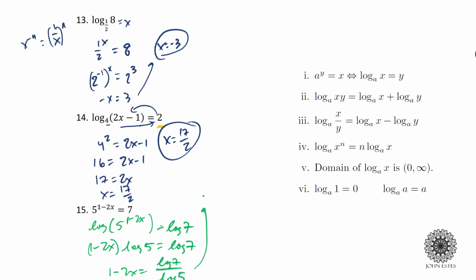So then I can say that negative 2x equals log 7 over log 5 minus 1. And if you think back to the change of base formula, this log 7 over log 5 is another way of saying log base 5 of 7. But let's just pretend we don't know that right now. Solving for x, I just need to divide by negative 2. So I end up with negative log 7 over 2 log 5 plus 1/2. And that is my answer.